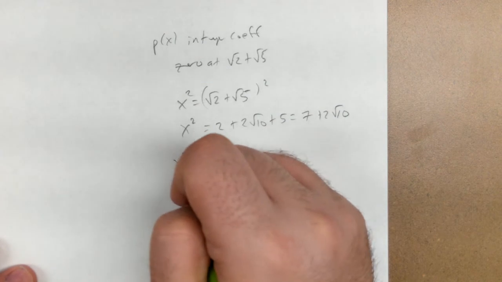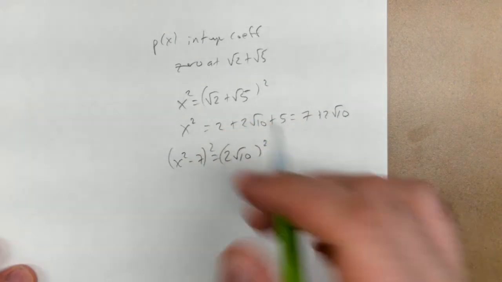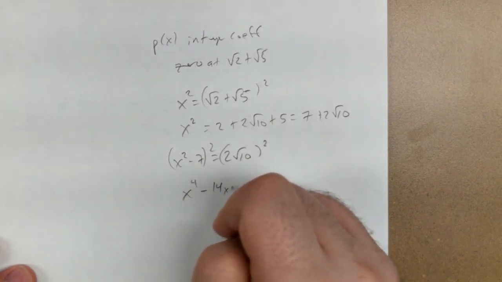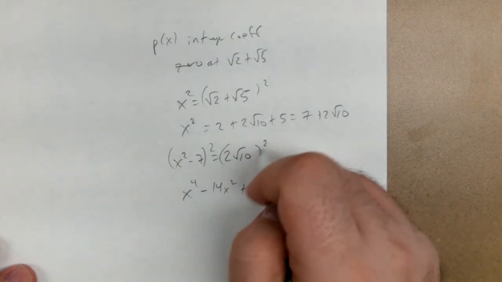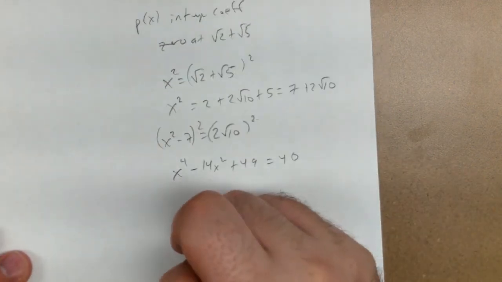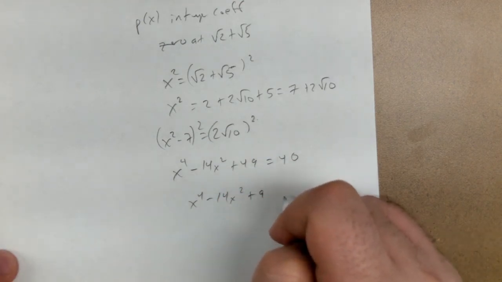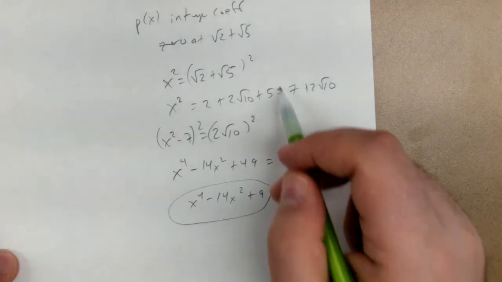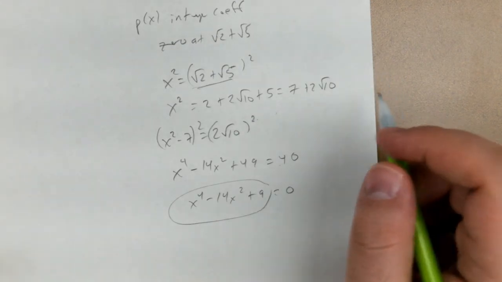So let's move 7 over. Now if I square again, I get rid of the square roots. So x to the 4th minus 14x squared plus 49 equals 4 times 10, 40. Okay, so if I set this equal to 0, so if I work backwards, this polynomial is equal to 0, I can work all the way backwards and get x as that. And that's it.